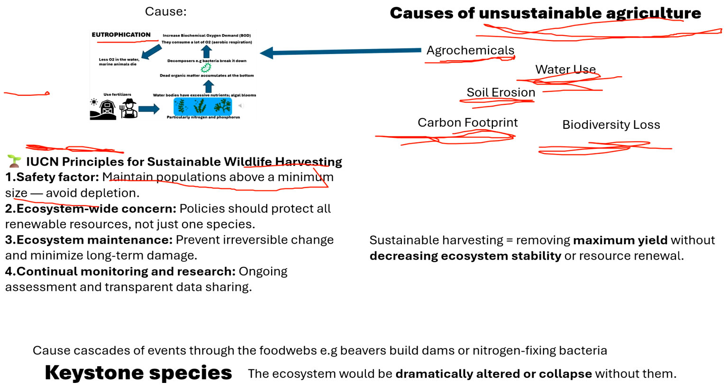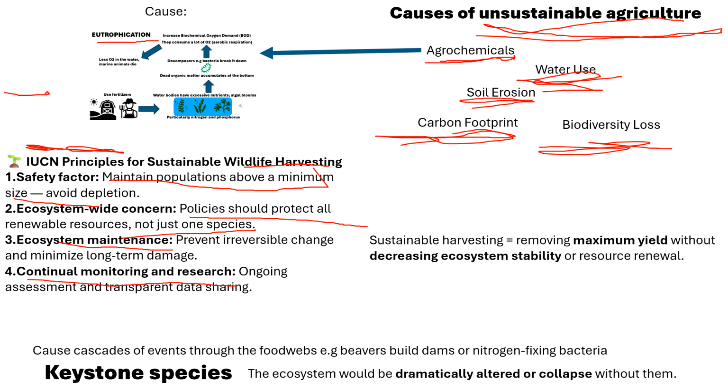You don't need to know this exactly, but it's good to look at it once or twice, just in case you get a multiple choice question on this. Ecosystem-wide concern. Policies should protect all renewable resources, not just one species. Pretty straightforward. The ecosystem must be maintained to prevent irreversible change and minimize long-term damage. And you should always monitor and research.